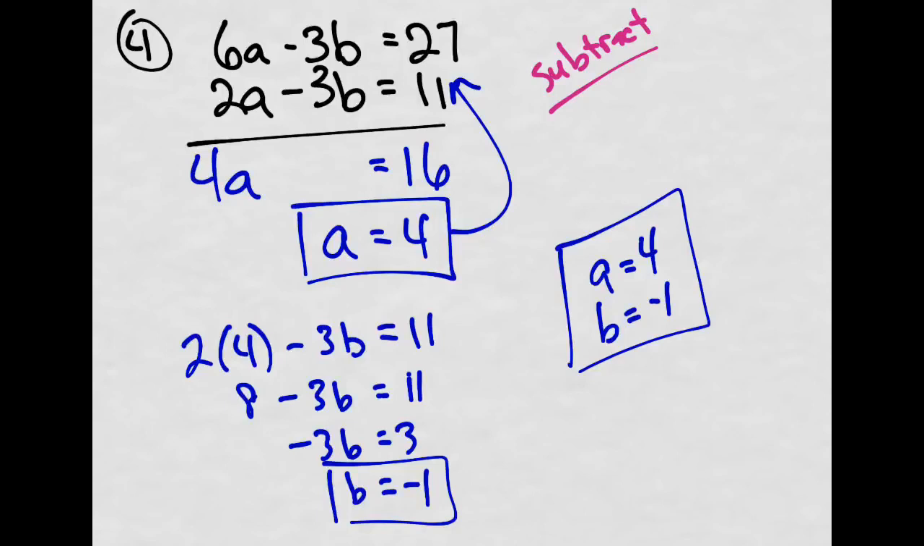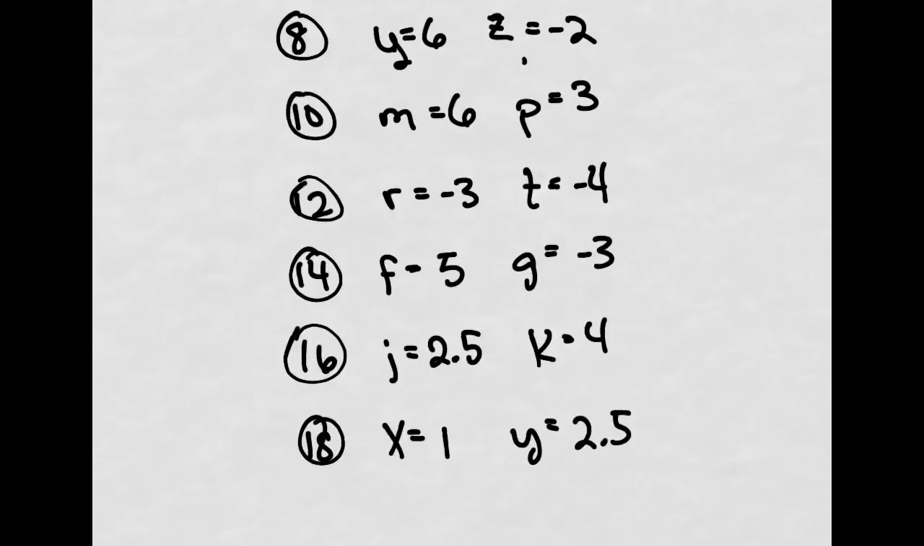Now, I'm still going to take that a and b and plug them back into the other equation to make sure it still works, right? So 6 times 4 would be 24. Negative 3 times negative 1 would be positive 3. 24 plus 3 is 27. It works, so it's a solution. Okay, so these are the answers for 8 through 18 even, and as many of them as we need to work. You let me know you didn't get the right answer, and we'll work through it as best we can.